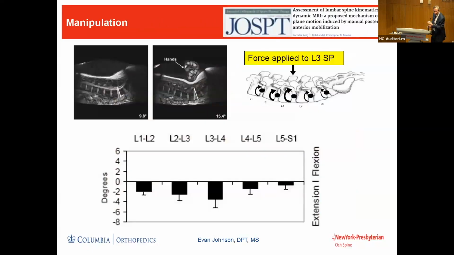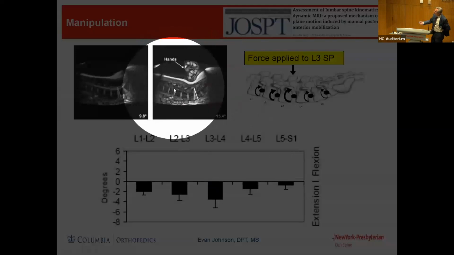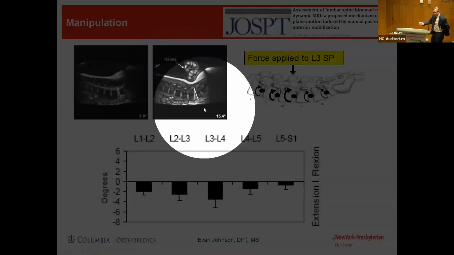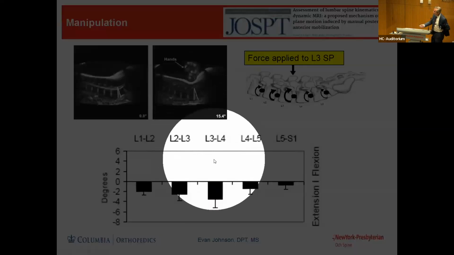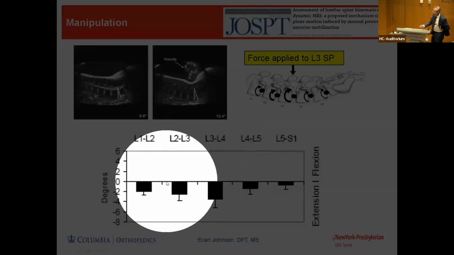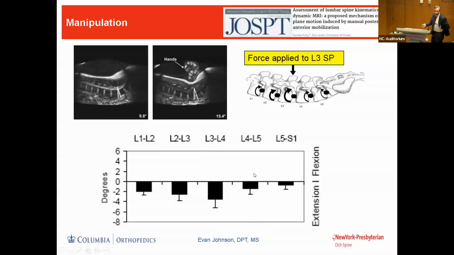So Cornelia Kulig out at USC with Chris Powers did a study looking at what's happening under our hands as we do the manipulation. I don't know if you've seen this JOSPT study. It's an old study now, and it's a force on the L3. You can see the hand here over the L3 vertebra. It's an MRI, and they applied a force to see how much motion occurred at the different joints. The greatest motion occurred at L3, L4, but it also affected surrounding vertebrae, right? So what are we manipulating?